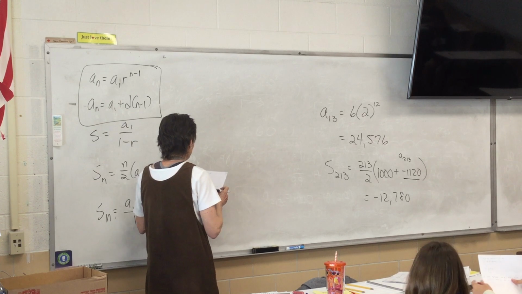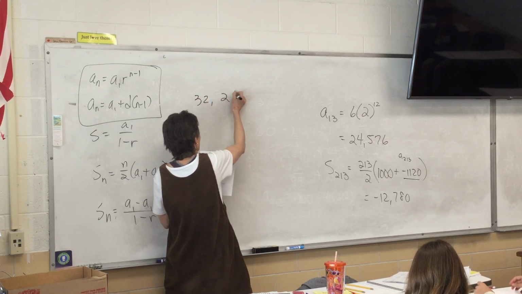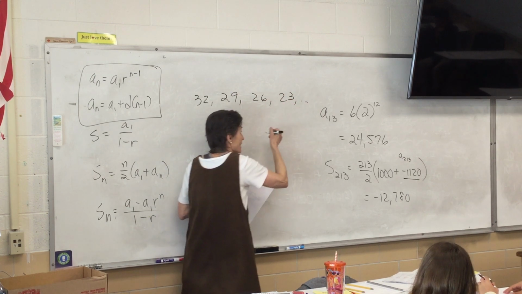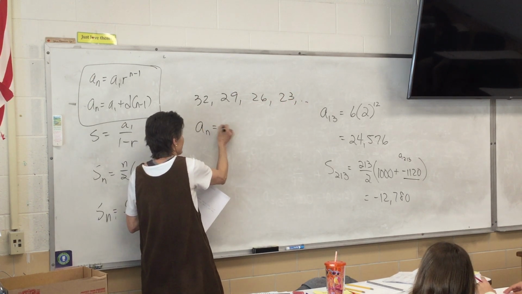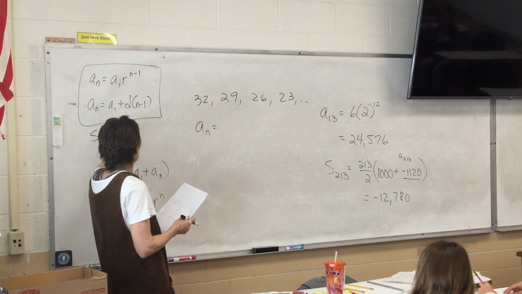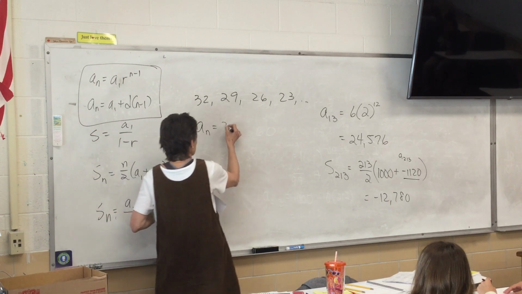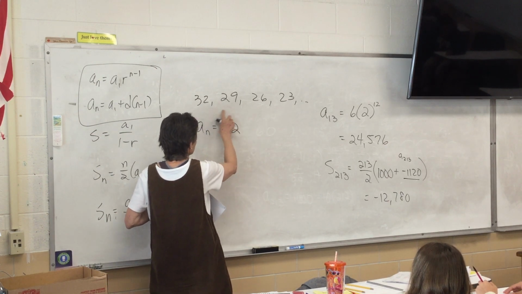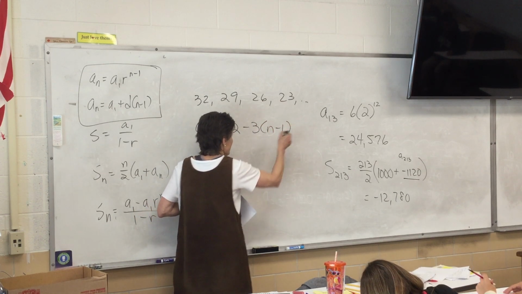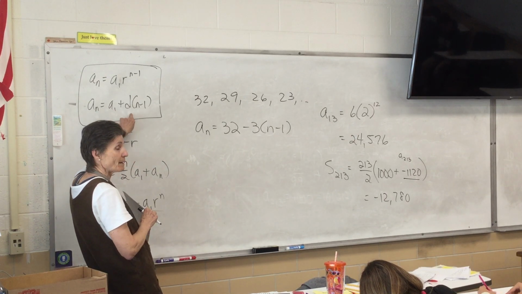All right, I need an explicit rule for 4A. Now, again, we just talked about this. That means I need an A sub n formula. It's arithmetic. So I plug in 32 for my first term. What's my common difference? Negative 3. And that's all I plug in. I plugged in my first term and my difference.